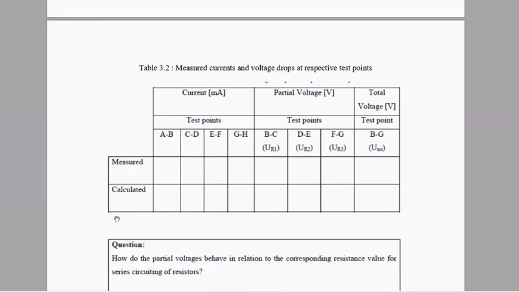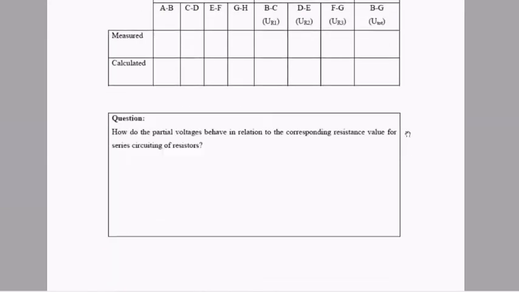The calculated is based on the actual value of the resistance. Okay, because we don't know what is the actual value of the resistance. So we do the resistance test, then we know. Okay, so this is the question. You can answer this in the discussion later.